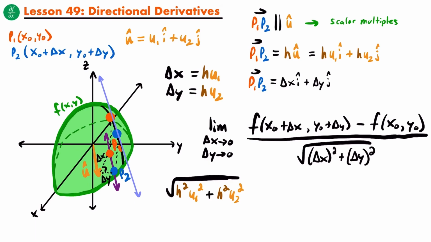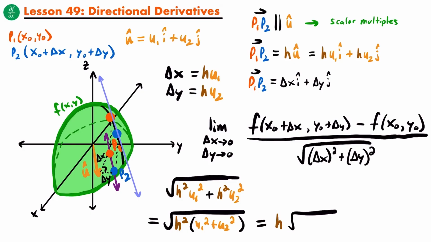Okay, and so then simplifying, these two terms have a common factor of h squared, so you could pull that out, and so you'd have the square root of h squared times u1 squared plus u2 squared, but then the square root of h squared is just h, so this is equal to h times the square root of u1 squared plus u2 squared, and the square root of u1 squared plus u2 squared is just the calculation for the magnitude of our unit vector u, right?